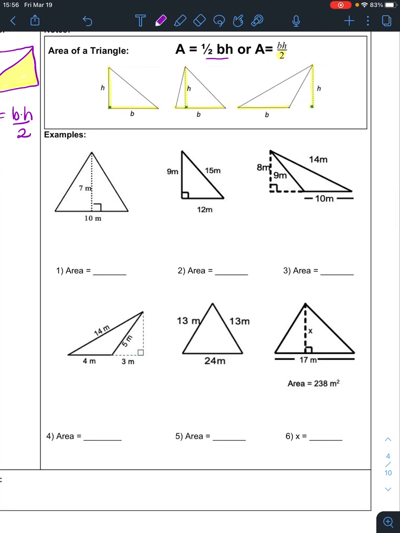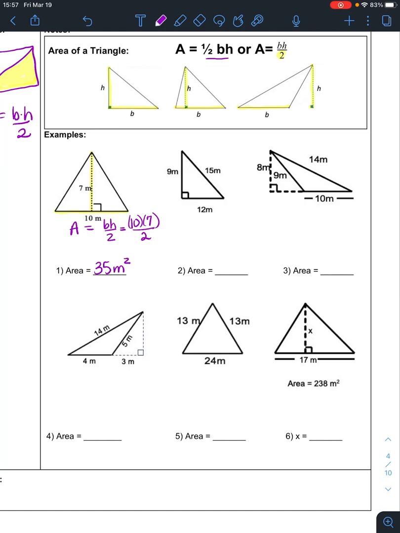We're going to use this formula. Anytime you see a triangle, we know that the area is base times height divided by 2. So we go and find the pieces that we need. There's my base, there's my height. So I plug it in. My area is equal to my base, which is 10, times my height, which is 7, divided by 2. And I find out that my area is 35 meters squared.